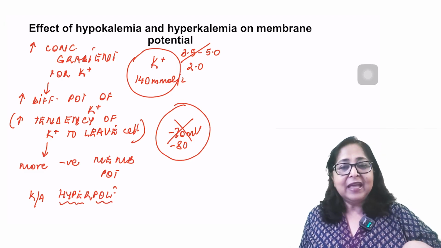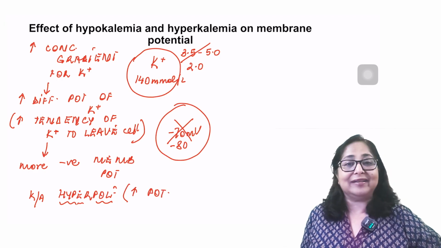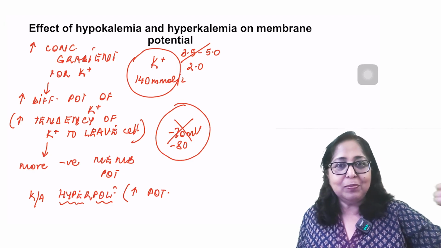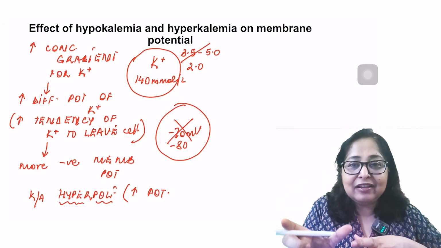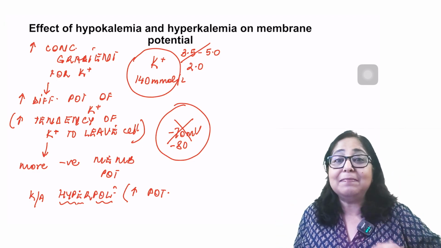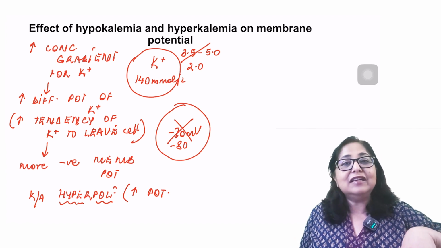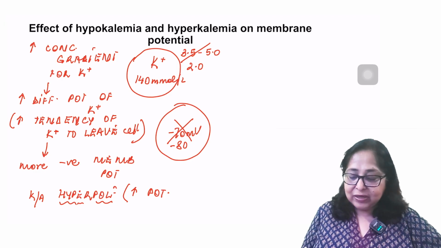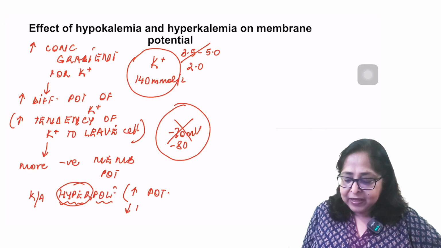Now, why do we call it a hyperpolarization? Because you must remember, when the cell is hyperpolarized, there is an increase in potential. Why do I call it an increase in potential? The potential has changed from minus 70 to minus 80. Please remember, the potential has increased from 70 to 80 millivolts. The minus sign has no mathematical significance. It only tells you that the inside is negative with respect to outside. So potential has increased. That is why it's called hyperpolarization.